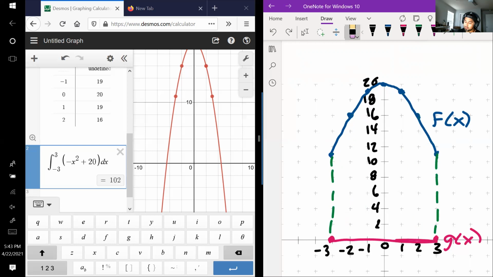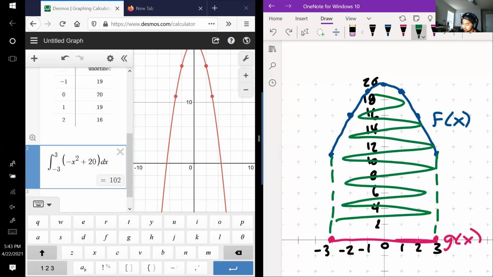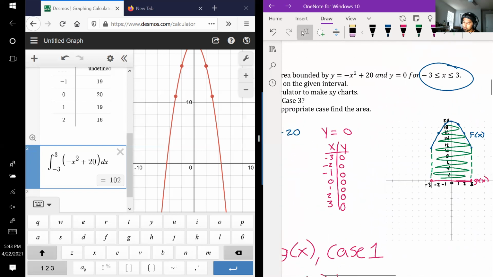But again, for you guys, we're just punching it in the calculator. There we go. Okay. Next.